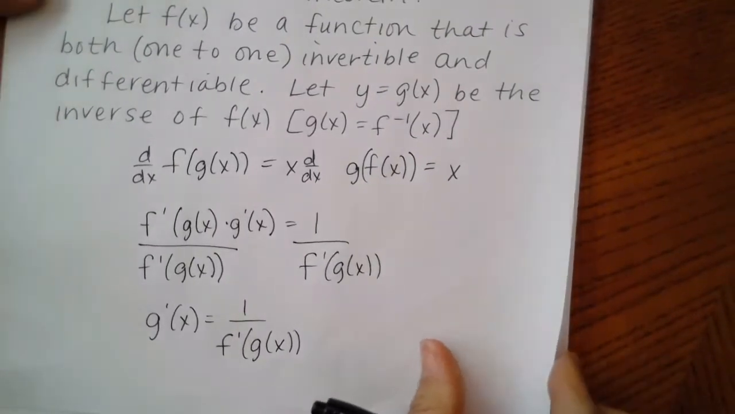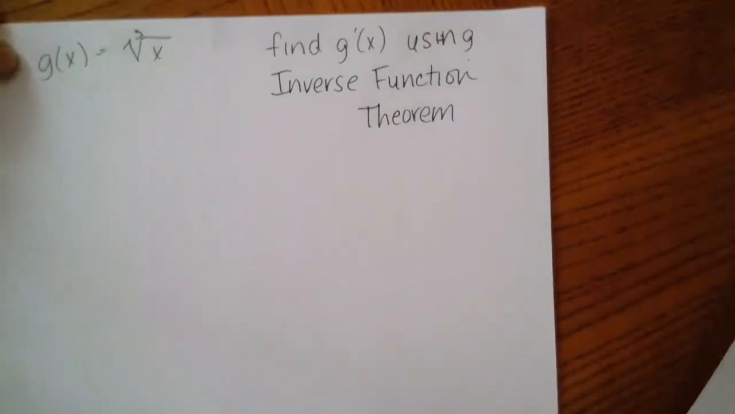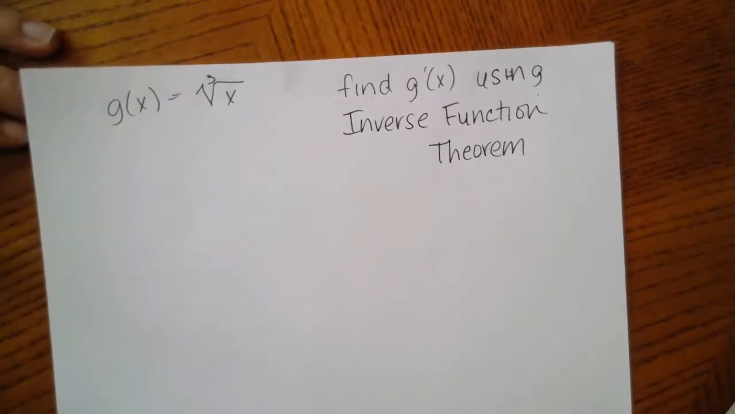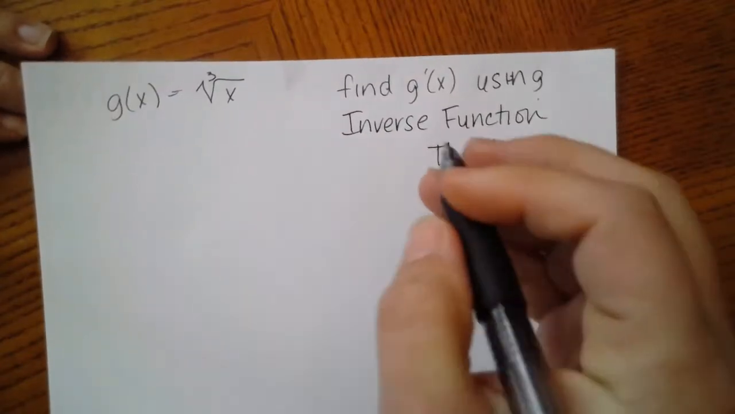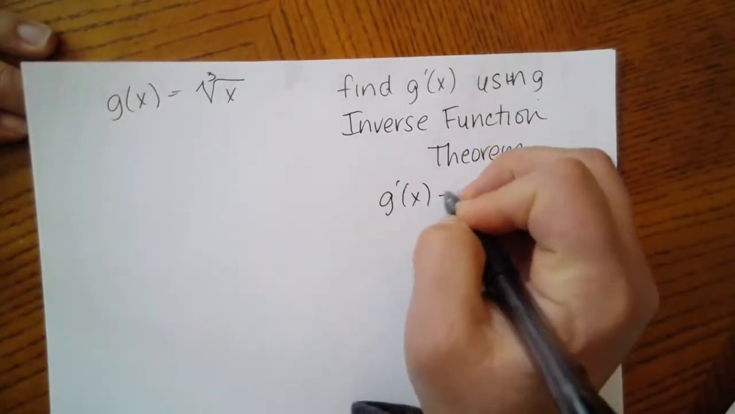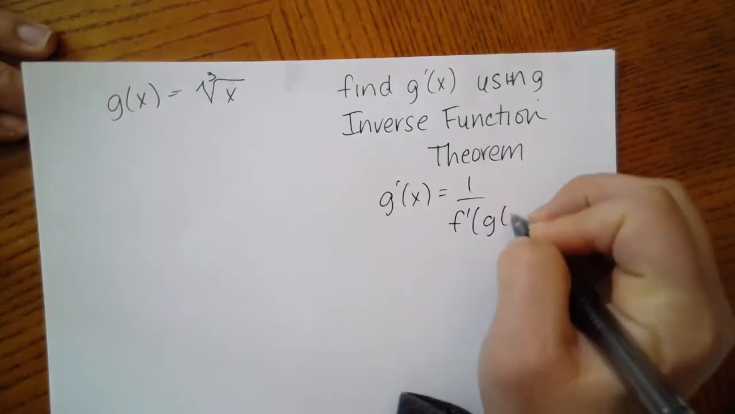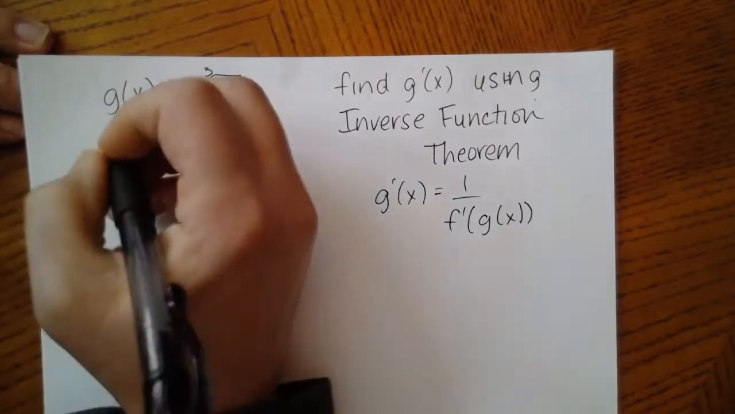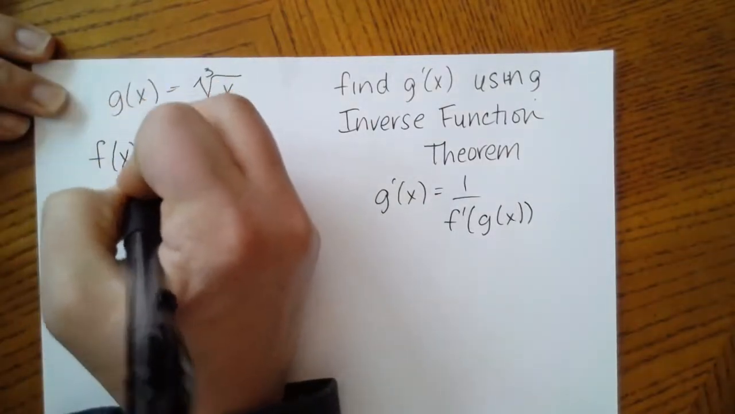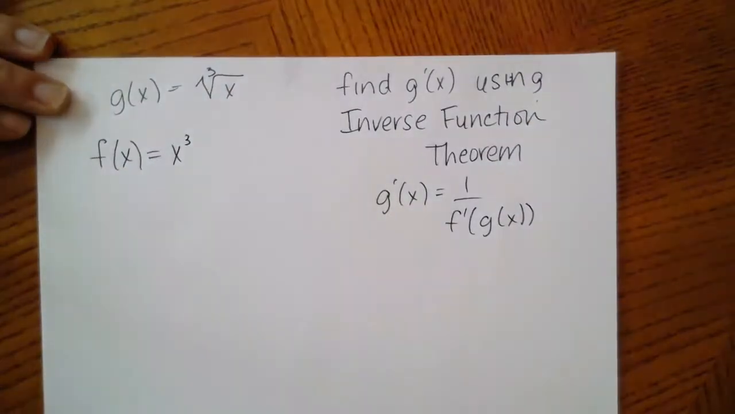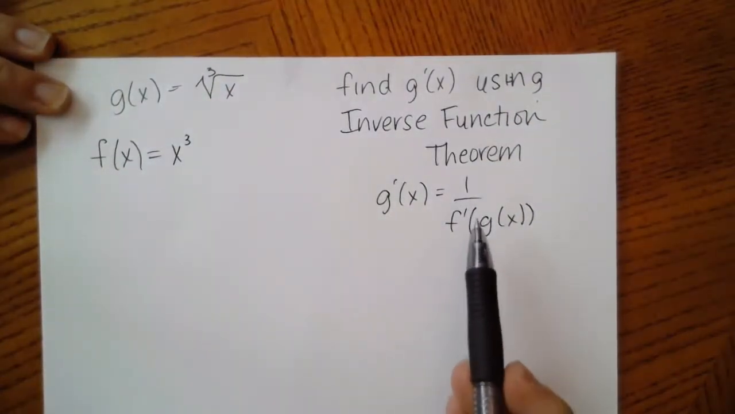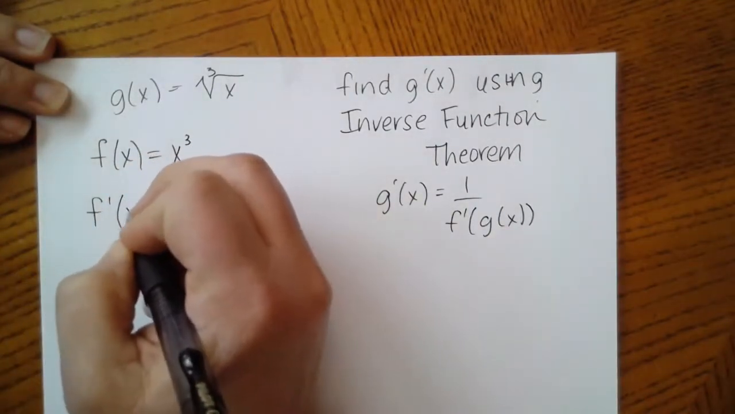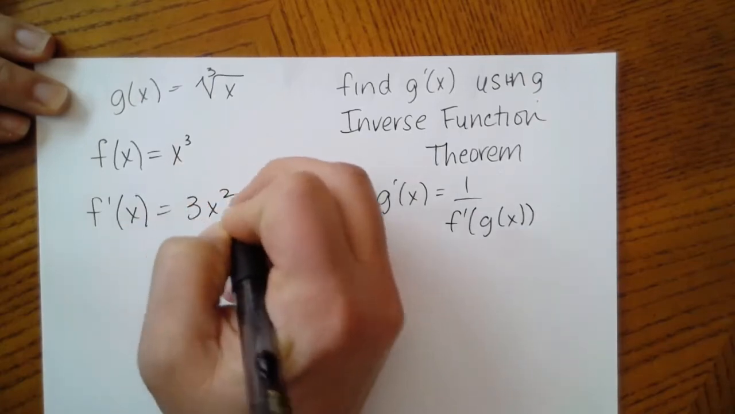Let's use that for just a moment, okay? So we have that our g is the cube root of x, and we're going to find g prime using the inverse theorem, which means g prime of x is equal to 1 over f prime of g of x, okay? Now, this is not a difficult one, but this is the inverse, so f is really just x cubed, okay? So using this formula, I need f prime of x, and that would be 3x squared, right?